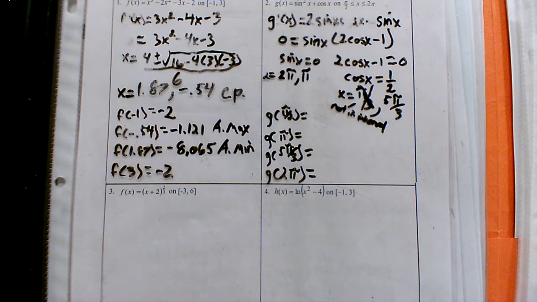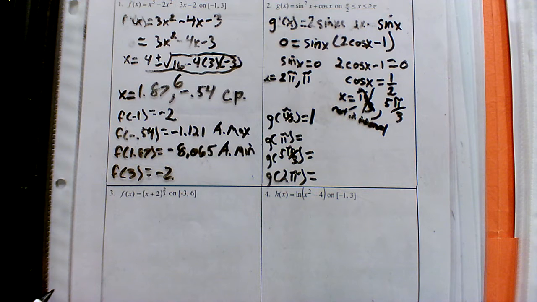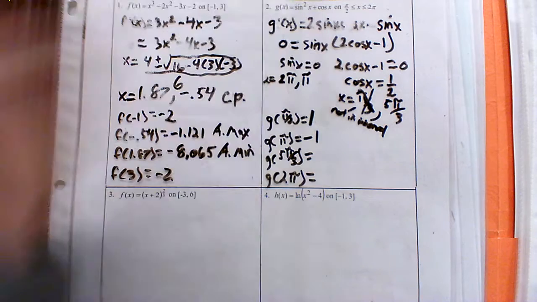Did anybody find any of the 4? I over 2 is 1. Yes, that is 1. I agree. Anybody else have any of them? I is -1. Very good.